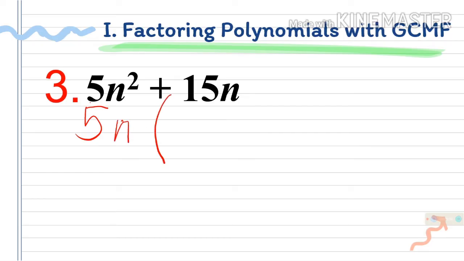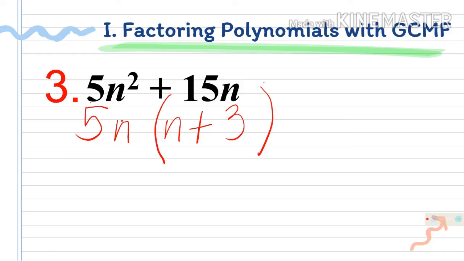And we have to find the second factor, or the quotient. So we have 5n squared divided by 5n is equal to, yes, correct, we have n. Then we have 15n divided by 5n is equal to, correct, positive 3. Okay, so we have here the second factor, n plus 3. So therefore, the factored form of 5n squared plus 15n will be 5n times (n plus 3). Is there any question?